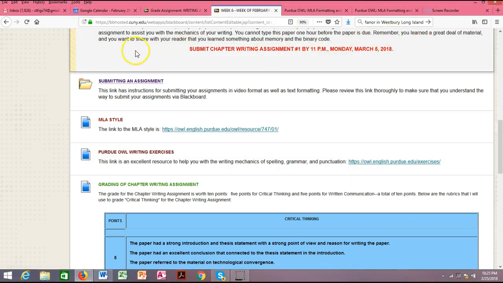You cannot type this paper 1 hour before it's due. Remember, you learned a great deal of material and you want to share this. You can do it 1 hour before, but you're not going to have anything that's of quality. And you cannot, ladies and gentlemen, type this on your cell phone. It's just not going to work. You won't have the formatting. You have to use a laptop or a computer. Not even your iPad. All right, you may be able to use your iPad, but you definitely can't use your cell phone. I really don't want to hear any technical problems, and especially on Monday night, March 5th.